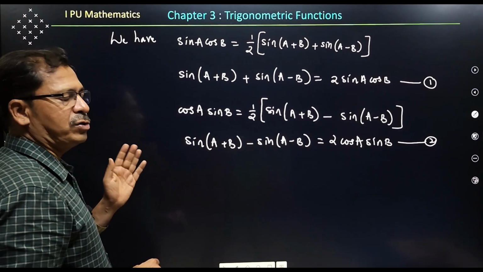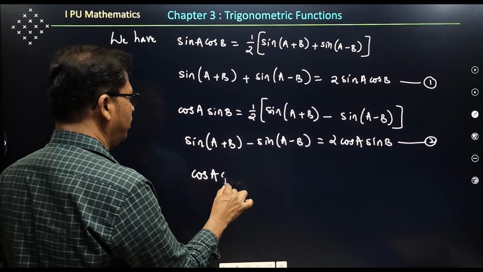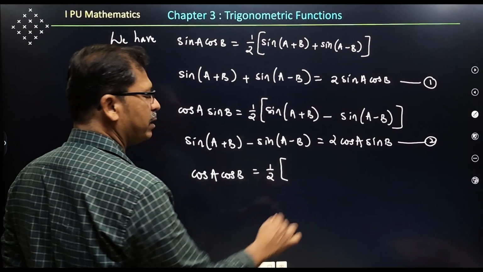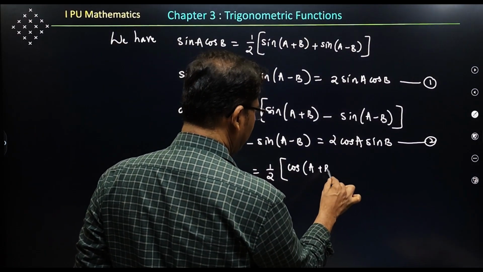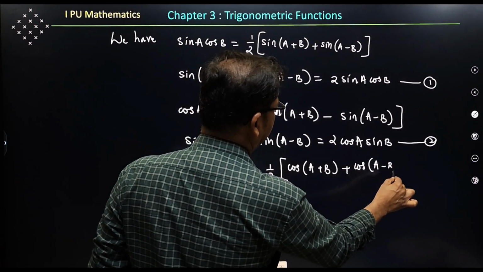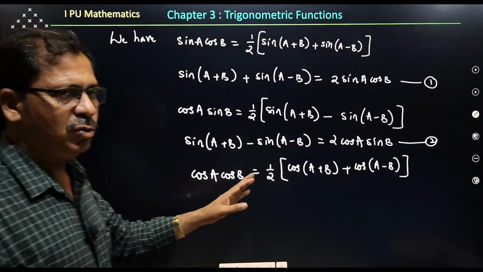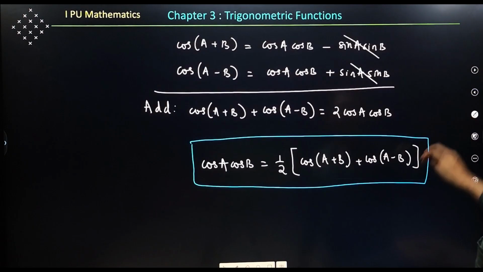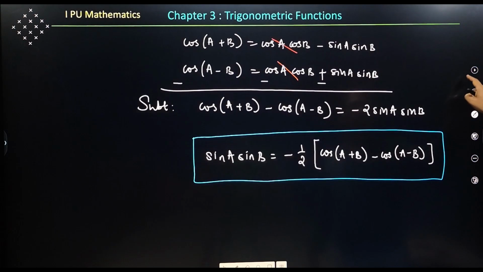Sin A cos B, cos A sin B. Third result is cos A cos B. What we have proved? Cos A into cos B is equal to 1 by 2 into bracket cos of A plus B plus cos of A minus B. Okay, this is what cos A cos B. Just now we have proved it. You see here, cos A into cos B equal to 1 by 2 into bracket cos of A plus B plus cos of A minus B.